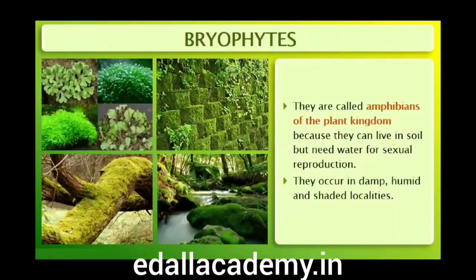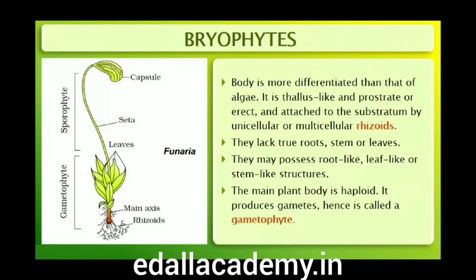3.2 Bryophytes. Bryophytes include the various mosses and liverworts that are found commonly growing in moist shaded areas in the hills. Bryophytes are also called amphibians of the plant kingdom because these plants can live in soil but are dependent on water for sexual reproduction. They usually occur in damp, humid and shaded localities. They play an important role in plant succession on bare rocks and soil.